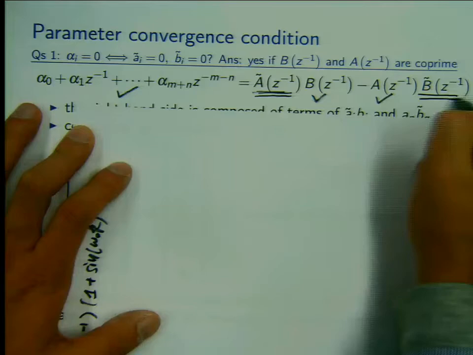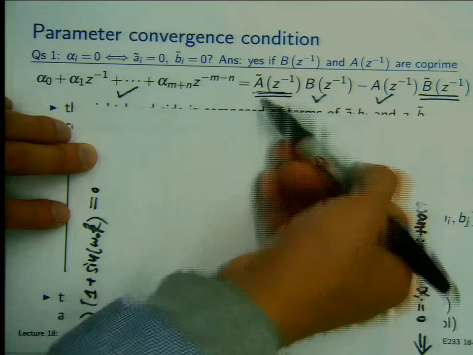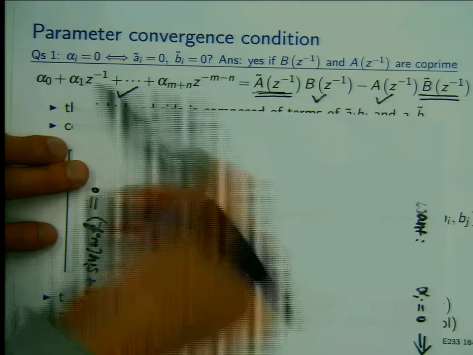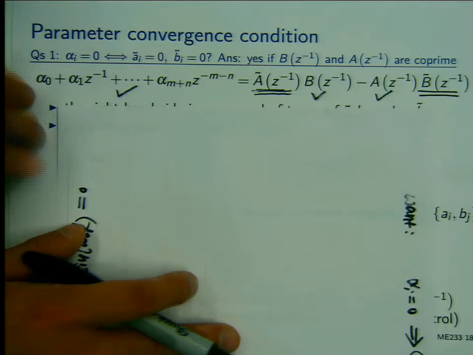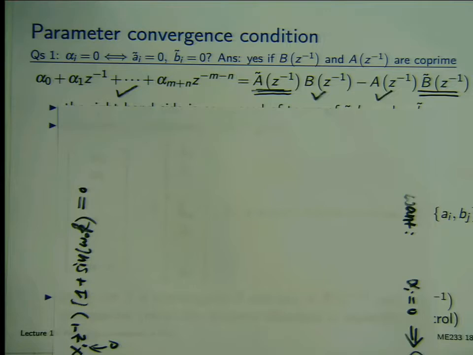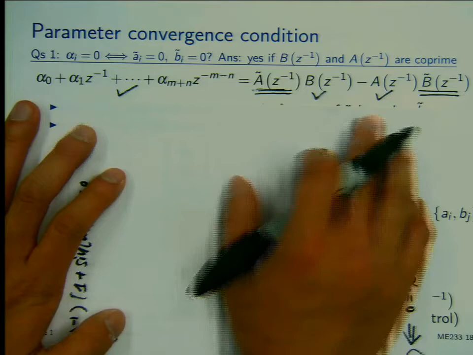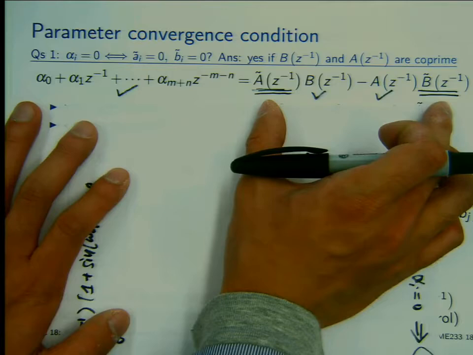Okay? So, meaning I want to express A tilde and B tilde, the coefficients, as alpha 0, alpha 1, and the coefficients of A, B. Okay? So, what is this equation actually? This kind of structure has a name. Yeah. So, exactly. This is the Diophantine equation. Well, what are the conditions for us to have unique solutions for A tilde and B tilde? So, that's A, B being co-prime, right? So, exactly.